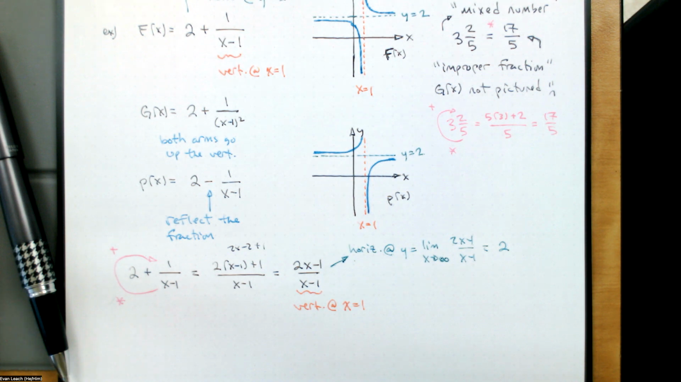Any questions? So even though we're using polynomials in our mixed numbers, the operation is the same as we learned way back in arithmetic.